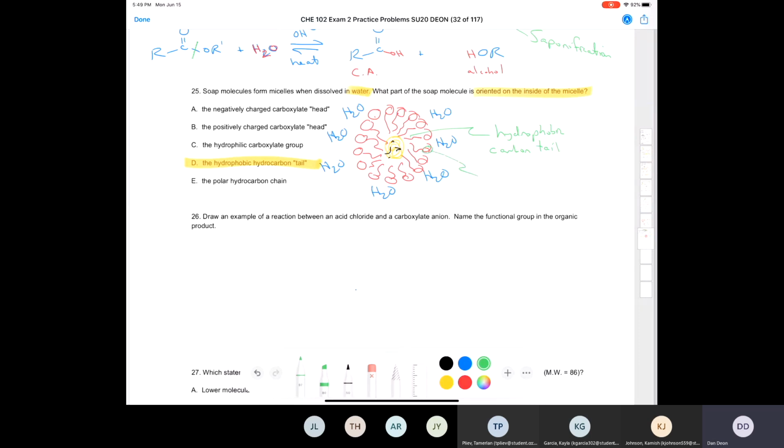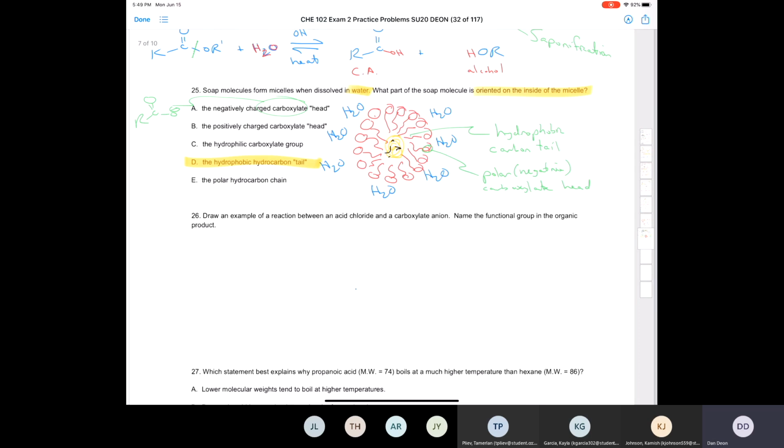This part up here, this is the polar carboxylate head. And I'll point out that it's also negative, right? Because a carboxylate, okay, a carboxylate is this. It's the conjugate base of a carboxylic acid. Okay, well, with that in mind, let's move on.